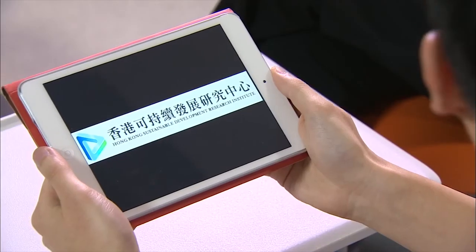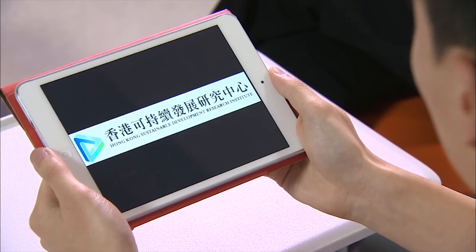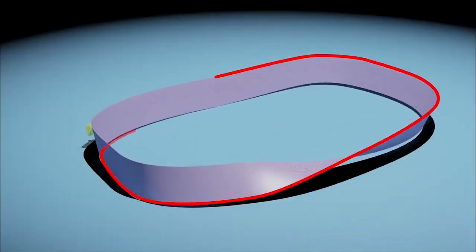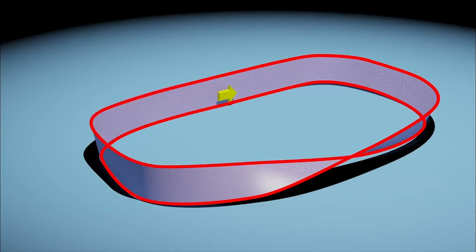Let's take a look at the logo for the Hong Kong Sustainable Development Research Institute as shown on its webpage. The logo design is inspired by the idea of Mobius strip. Because of the strip's special structure, if you imagine a person working his or her way through a giant Mobius strip, he or she will never stop. This alludes the idea of continuity and the perpetual nature of sustainability.